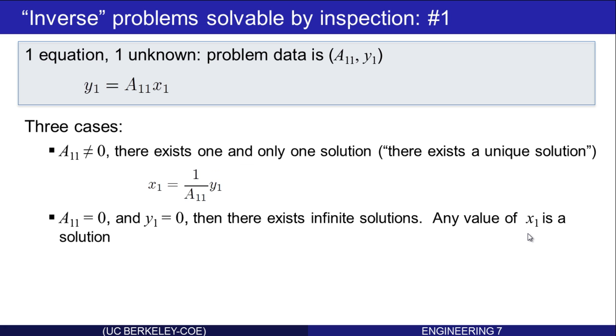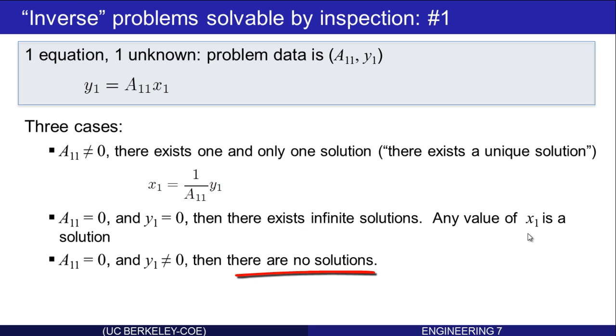Another case is that a11 is equal to 0 and y1 is equal to 0. Well, then there's an infinite number of solutions. Any x1 is a solution. And finally, the case when a11 equals 0 and y1 isn't equal to 0, and then there are clearly no solutions.